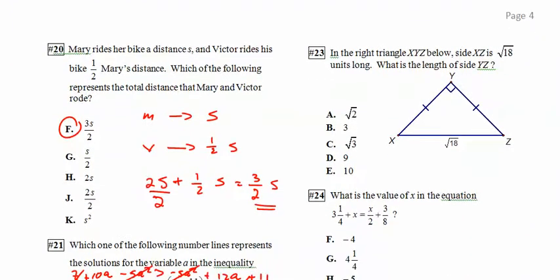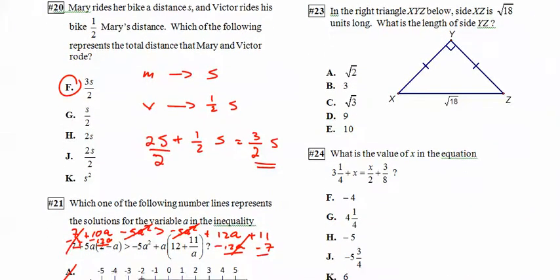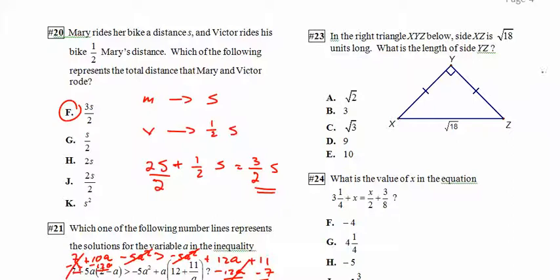In the right triangle below, side XY is root 18. What's the length of the side YZ? Well, this is a 45, 45, 90, because we can see these are the same. Therefore, these angles are the same. Therefore, they have to be 45. To get backwards, I divide by root 2, which is root 9, which is 3.